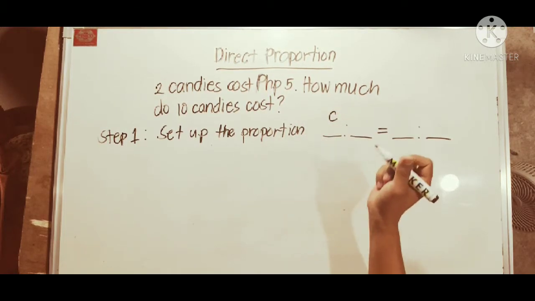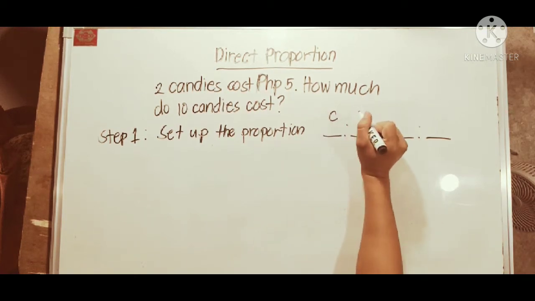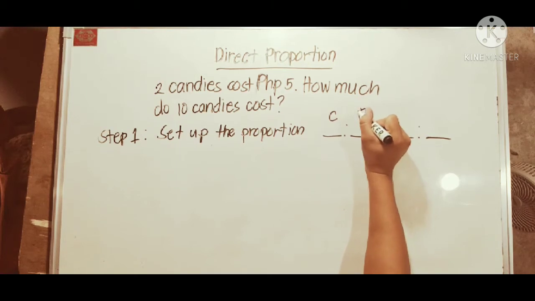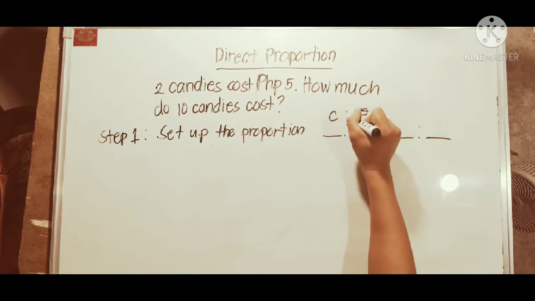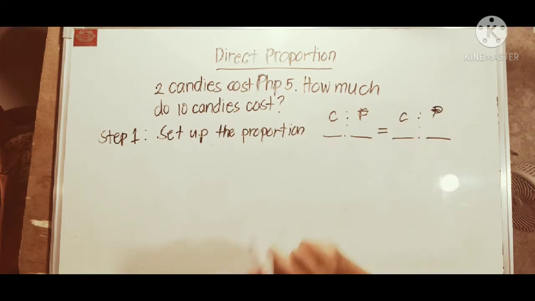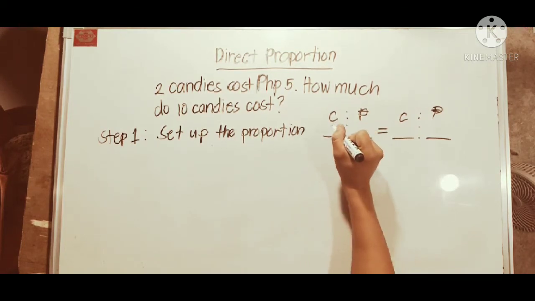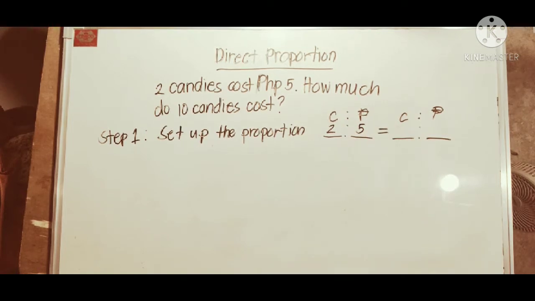Just because you will be using the same letter, let's try another symbol. Since the currency is pesos, I use the peso sign. So on the other side, because they are equal, the labels will be the same. Now we put the numbers that we see in the problem. So 2 candies. 2 is for the candies and 5 should be here because it is for pesos or for the cost.